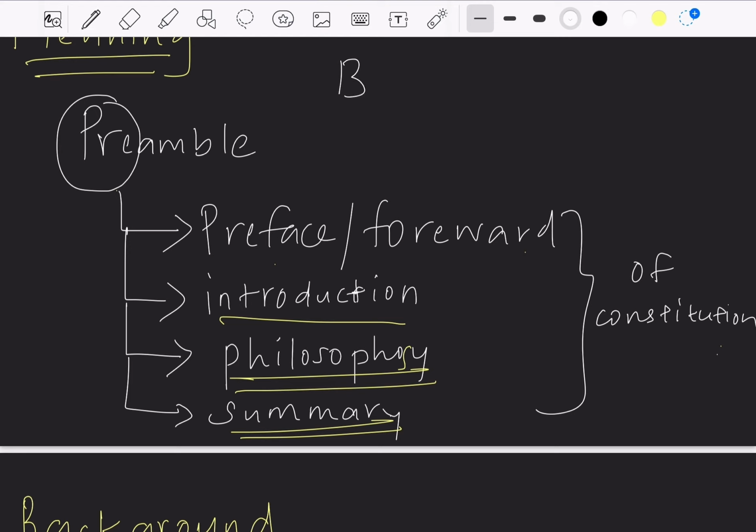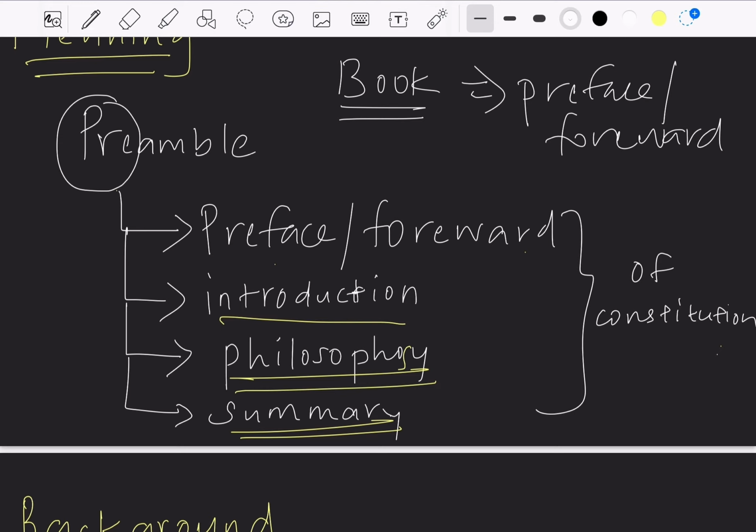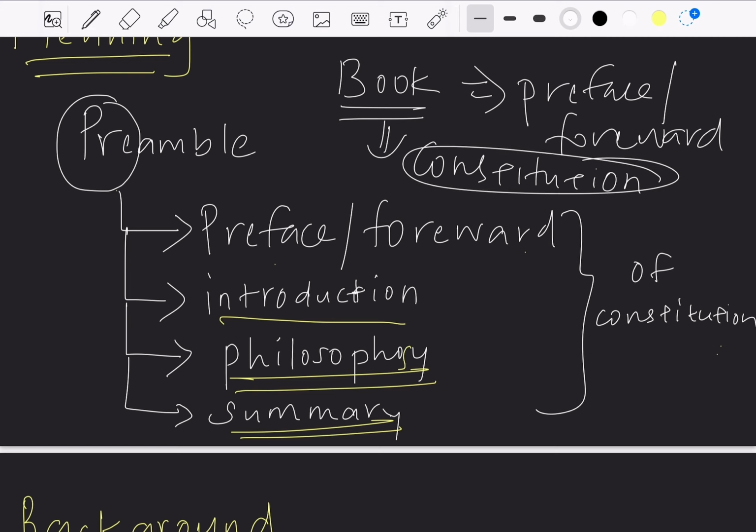We know if we take any book, on the first page of the book, we will have a preface to the book, or it is also called a foreword. So, just by reading the preface or foreword, we will understand the entire summary of the book. That is, we will understand what the book is about. Similarly, if you consider Constitution as a book, we know Constitution is a rule book. Right, so just by seeing the preamble, we will understand the entire philosophy of Constitution. So, preamble is nothing but the preface or foreword of Constitution.